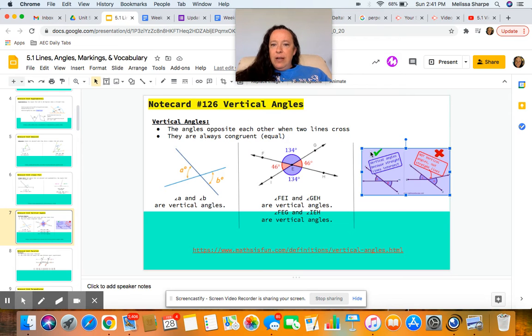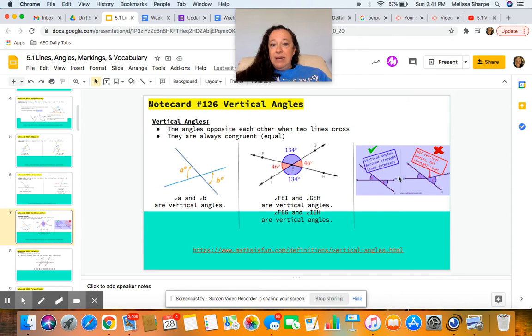Over here is just another image I wanted to pop in here and show you that just because they look like they're vertical, it doesn't mean that they always are, because they have to be straight lines. Two straight lines cross. So right here on the left, these are vertical angles because they are straight lines that intersect. Angle A and B are vertical angles. Over here, these are not vertical angles because if you notice, this right here is trying to trick you. That is not a straight line. There's a little oomph there, okay?